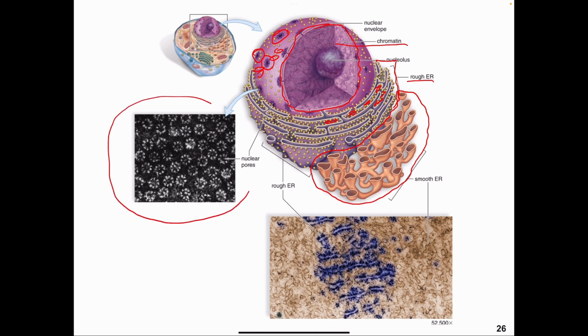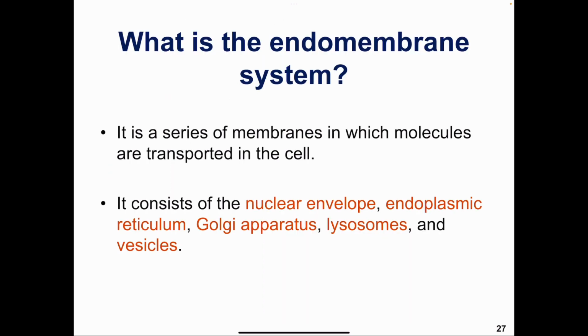So here we have a micrograph of nuclear pores, and here a micrograph of the rough endoplasmic reticulum and smooth endoplasmic reticulum here. Now, what is the endomembrane system? The endomembrane system is this network of flattened sacs. This network of flattened sacs is going to allow organelles to have a specialization in the type of chemical reactions they are getting involved in, right?